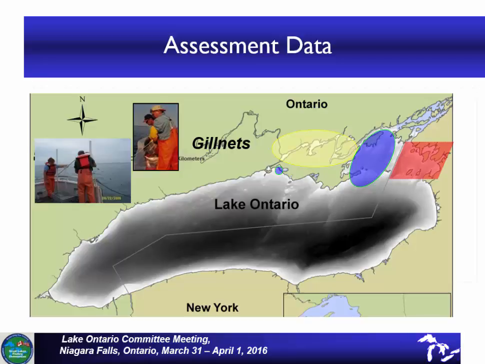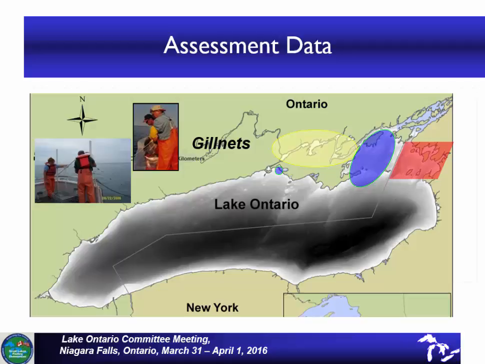For starters, what data do we have available? It's somewhat limited at times, and you'll notice that as I talk about each species. We have gill netting data, which is primarily up in that northeastern corner of the lake. The yellow shaded area is gill netting assessment done in the Bay of Quinte. The blue shaded area is gill netting done in Ontario's Eastern Outlet Basin. In that red shaded area are New York waters of the Eastern Basin.